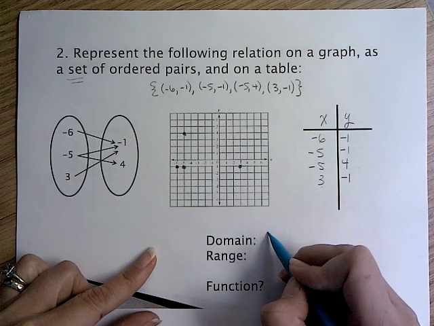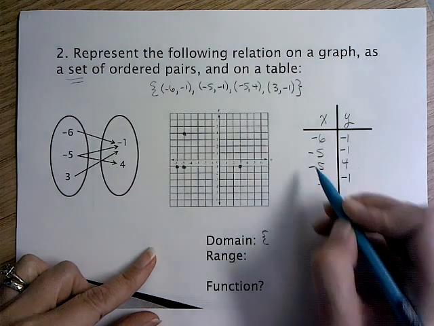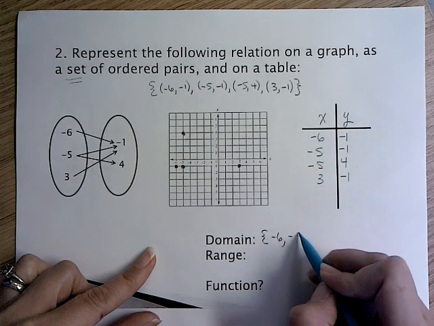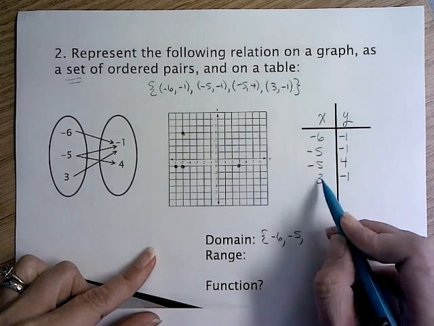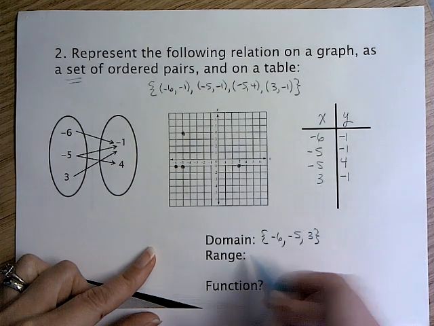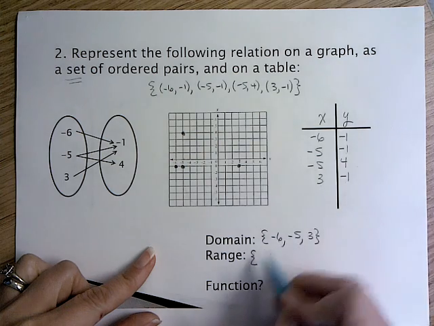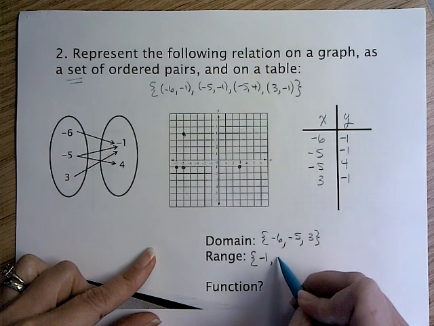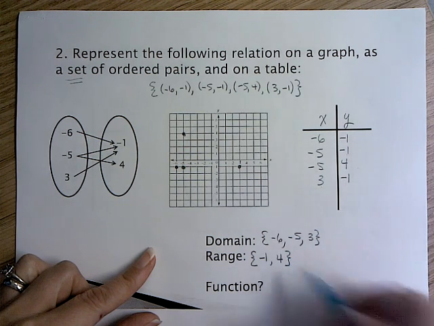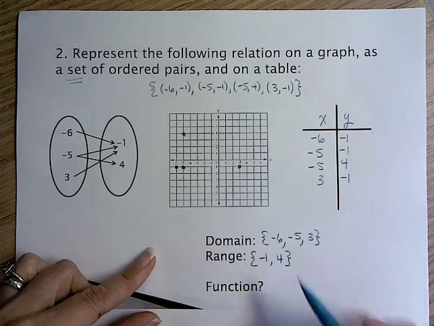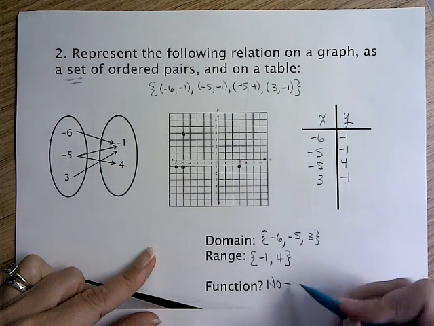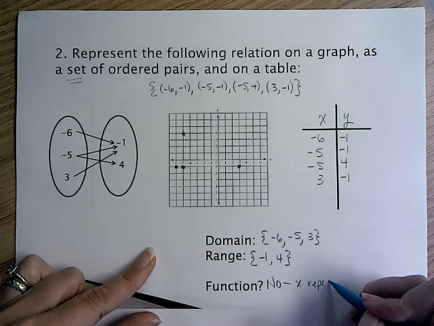So when I list my domain, again, least to greatest, no repeats. So I have negative 6, that's my least. Then I have negative 5, I have that twice, but I'm only going to write it once because I don't repeat here. And then I have 3. On my range, I have negative 1. I have it 3 times on my table, but I'm only going to write it once for the range because we don't repeat values. And then I have 4. I'm going to ask myself, is this a function? And again, the answer is no, it is not a function because x is repeating itself. I can see x repeating itself right there.